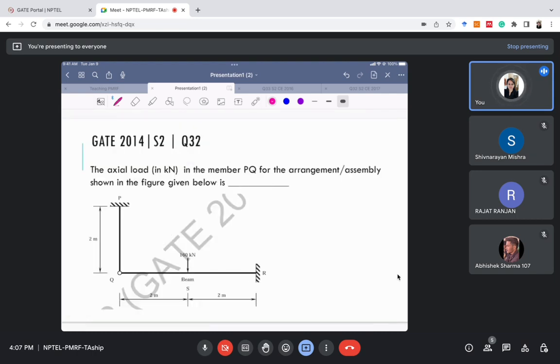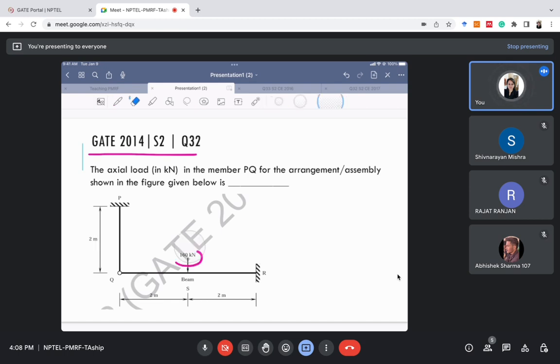So now we have one more question which is a little bit tricky, you can say. It's question number 32 of GATE 2014 set 2, right? So here there's an assembly which consists of a beam and this member PQ. So we need to find the axial load in the member PQ for this assembly. It's a fill in the blanks type of question. There are no options. So we need to find the axial force in member PQ, right, for this loading.